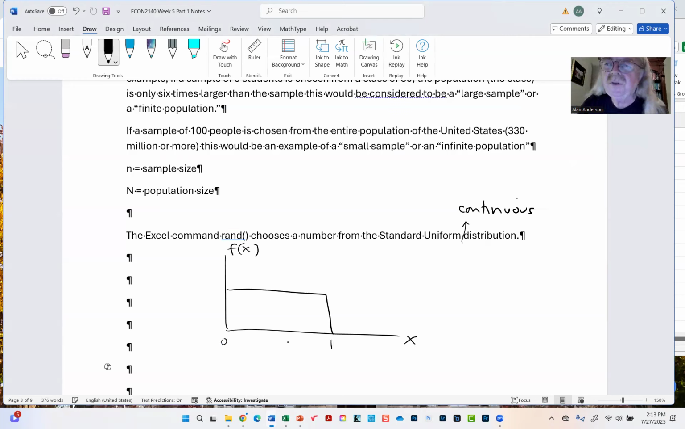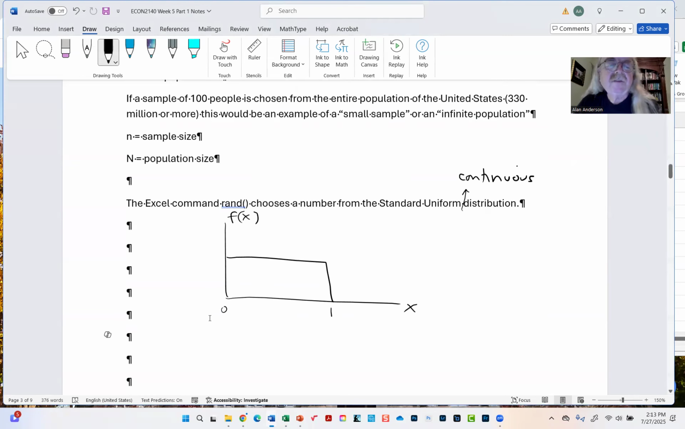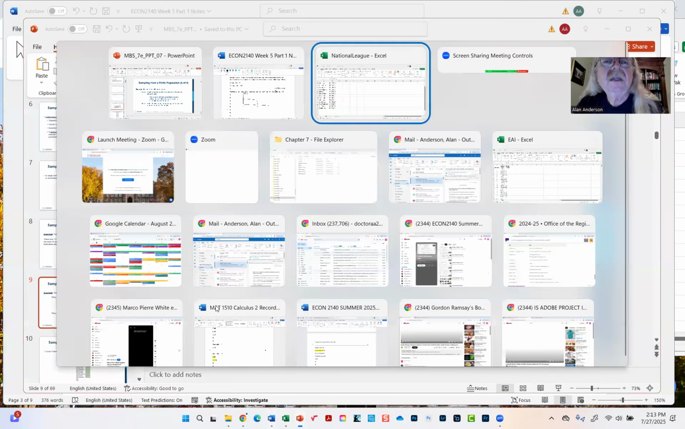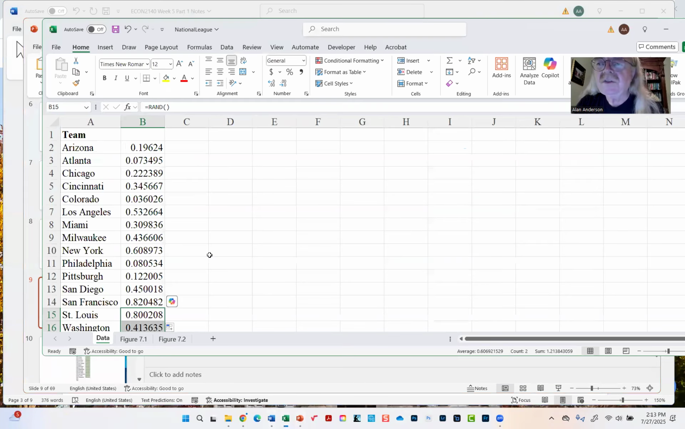So every number between 0 and 1 is equally likely to be chosen with this particular command. And if you look at them all, you see that they're all between 0 and 1, which is what they're supposed to be.